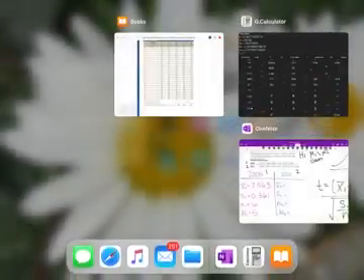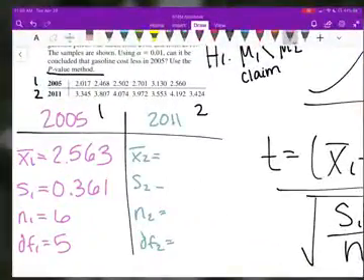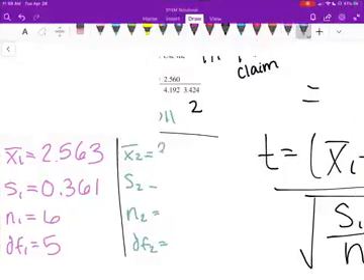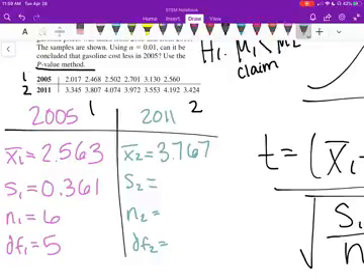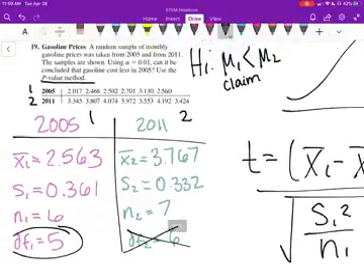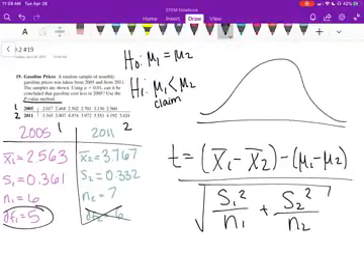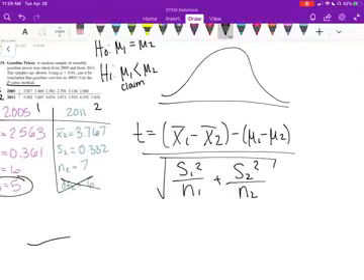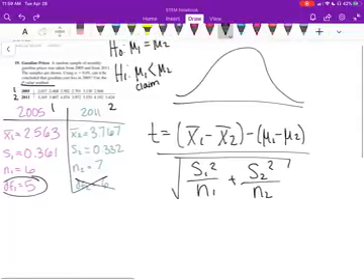Let's plug those in. So we have 3.767. We have 0.332, and our degrees of freedom is 6. Now remember, our degrees of freedom 1 is smaller, so we're going to use 5 over 6. So the next step is to calculate t. I already have our equation here. So let's just plug our values into there.